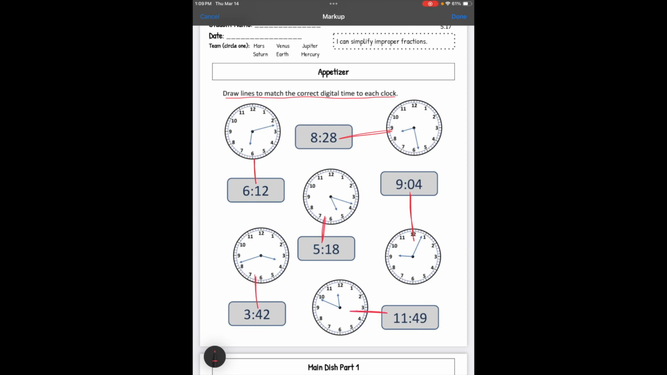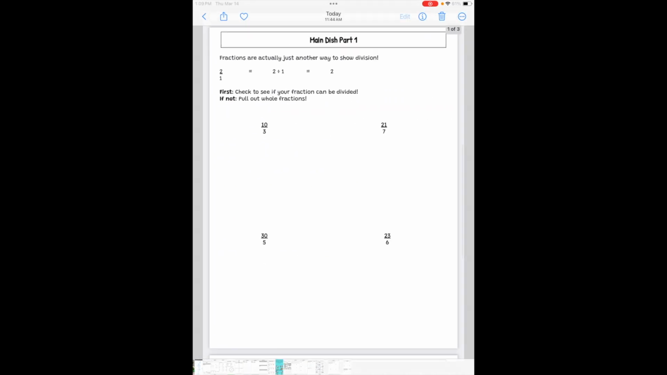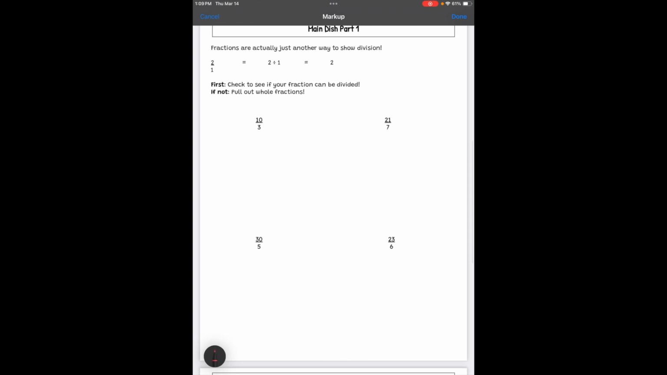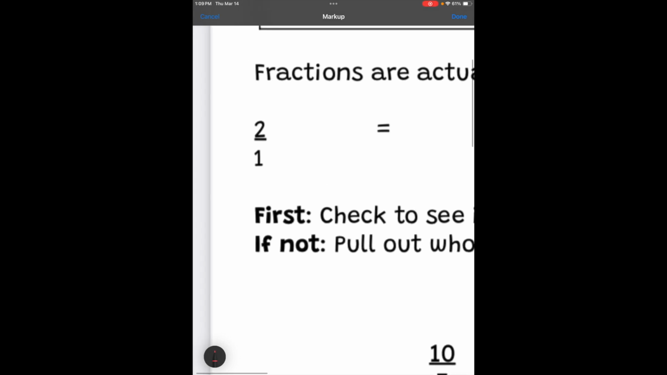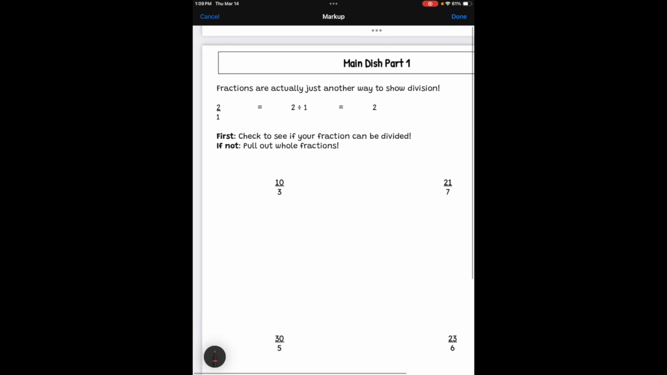All right, today's goal is to be able to simplify improper fractions. So let's go ahead and move on to today's main dish. When you are looking at fractions, fractions are actually just another way to show division. So if I have the fraction 2 over 1, that's really just like saying 2 divided by 1. And when we do that division number sentence, we get the answer of 2. So 2 wholes is the same thing as just saying 2 divided by 1, which is 2.